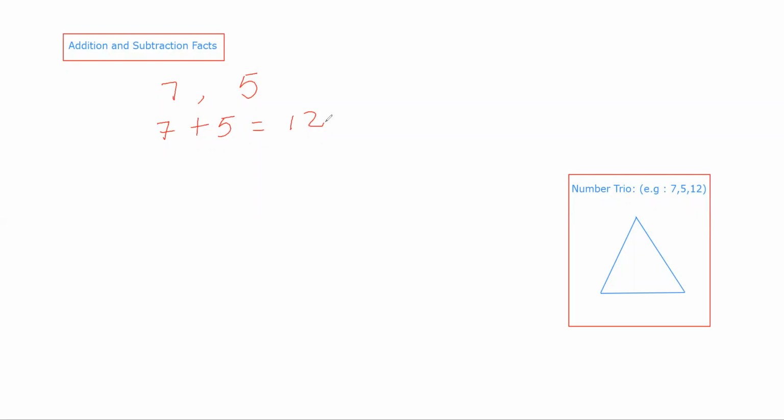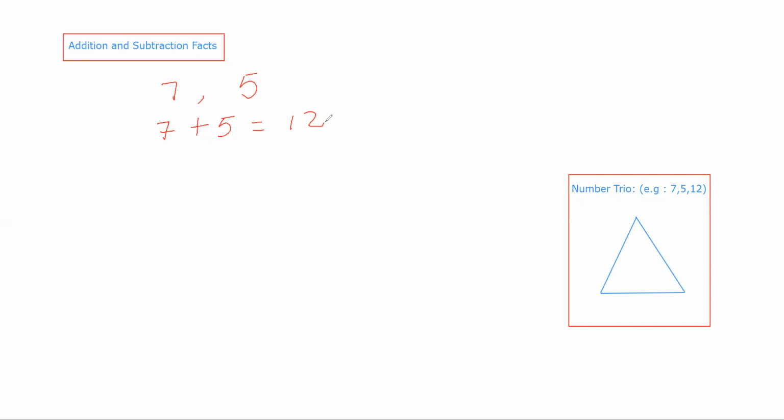Okay, so if you look carefully, these three numbers 7, 5 and 12 have a relationship. They are connected with each other, and the relationship is when you add 7 and 5 together, you are getting 12 as the answer. So there is a connection between these three numbers, and we call these three numbers number trios. Now, in the same three numbers, we can have a few more addition and subtraction facts, which we are going to look at now.